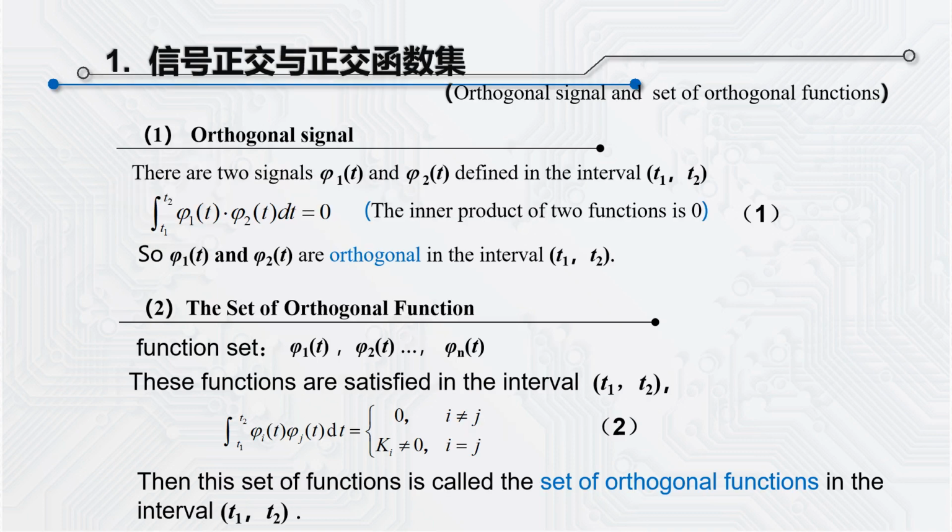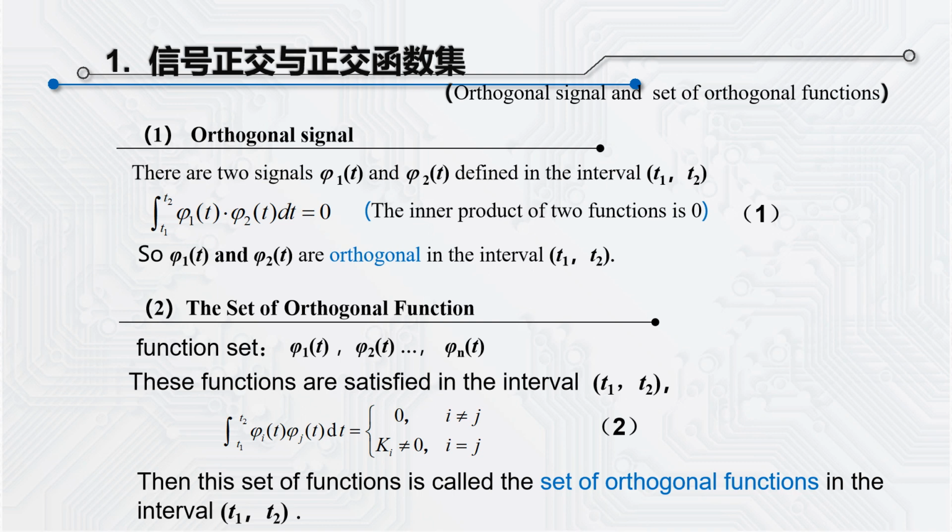Let's start with the concept of orthogonal signal and set of orthogonal functions. But what is the orthogonality of two signals? For functions phi1(t) and phi2(t) defined in the interval t1 to t2, if equation 1 is satisfied, namely the inner product of the two functions is 0, we can say that phi1(t) and phi2(t) are orthogonal in the interval t1 to t2. Well, what is the set of orthogonal functions?